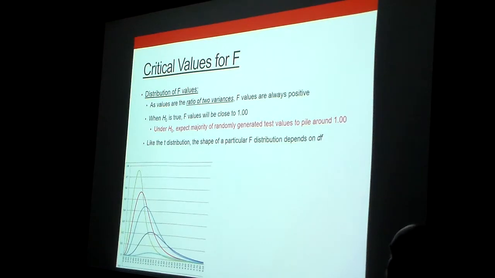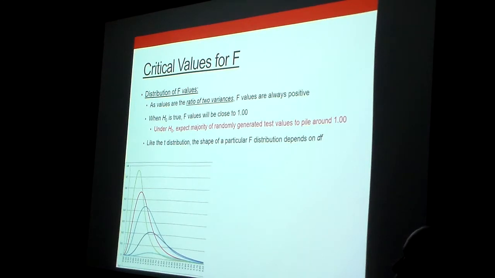Talk about critical values for F, the distribution of our F values. Because F is a ratio of 2 different variances, F values are always positive, right? You can't have negative F values. If you get a negative F value, go back through and check, because you've screwed something up. Figure out where that's going on. When our null hypothesis is true, our F value is going to be centered around 1. Under the null hypothesis, this is where we're going to expect most of our values to fall.